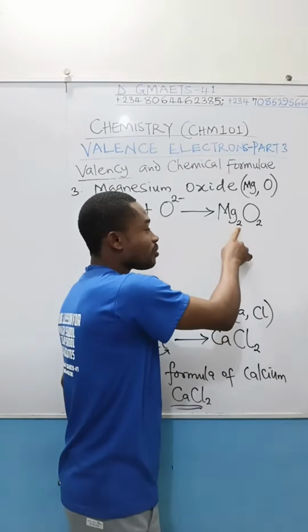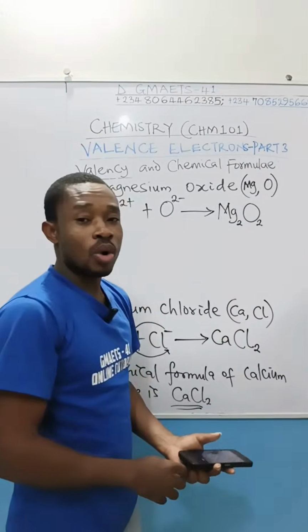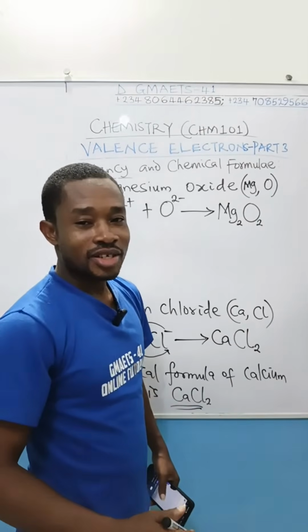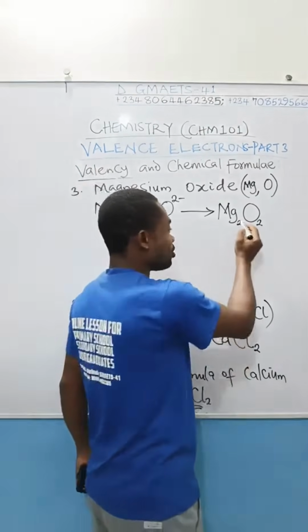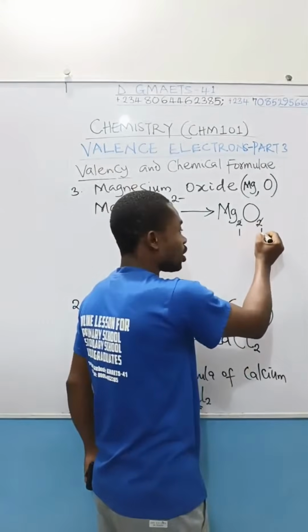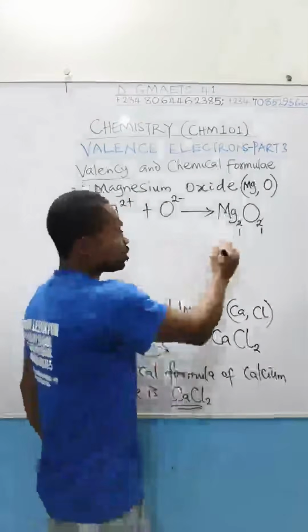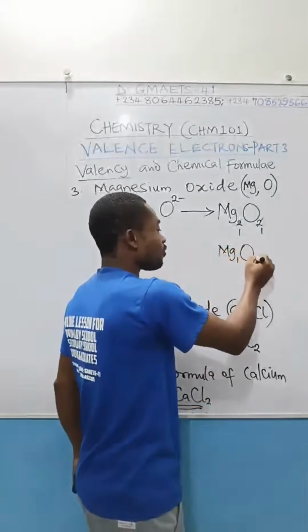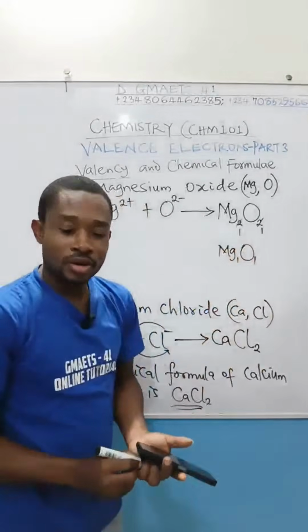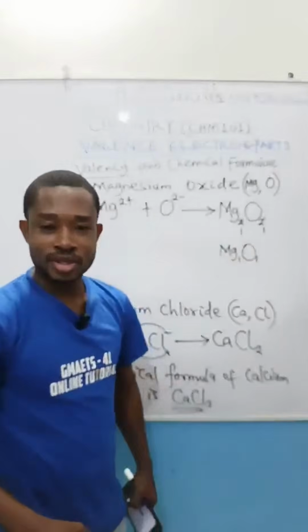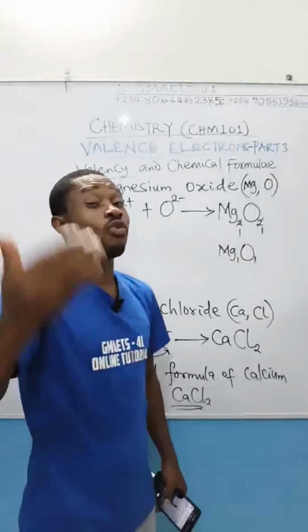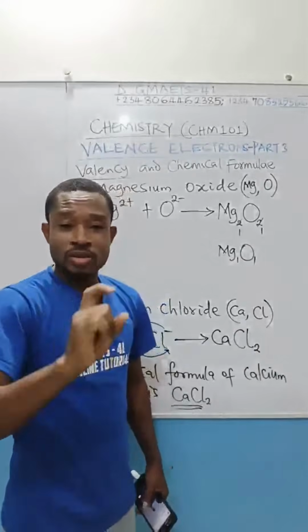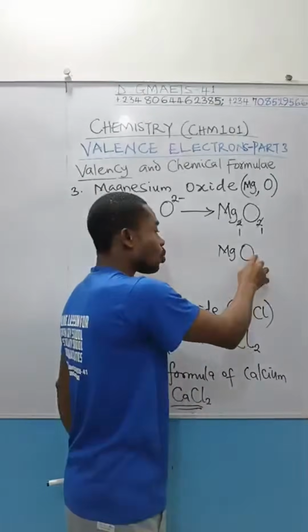Now the atomicity of magnesium is 2. Atomicity of oxygen is 2. What is their highest common factor? The highest common factor is 2. So divide this by 2, you get 1. Divide this by 2, you get 1. Which means magnesium becomes 1 in terms of atomicity, and the atomicity of oxygen is 1. And you know that we do not show atomicity of 1.